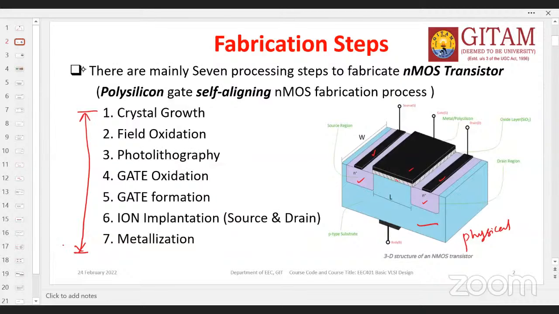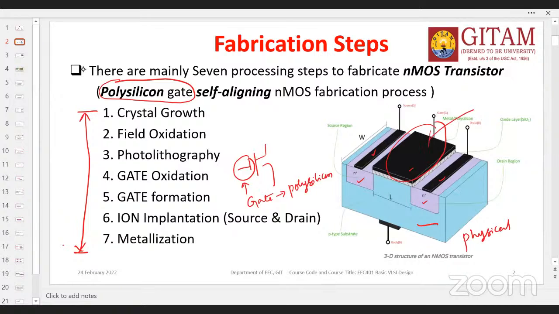We are going to use the polysilicon gate technology. What does it mean? If you consider the transistor here, whatever the gate is, it is a polysilicon material. Why do we have to use this? As we can see in this diagram, it actually represents metal. Metal is what was used as a gate generally.